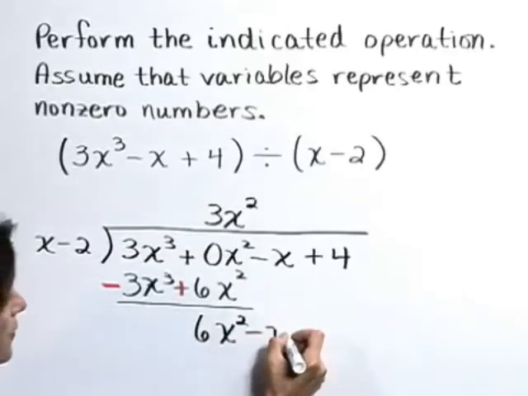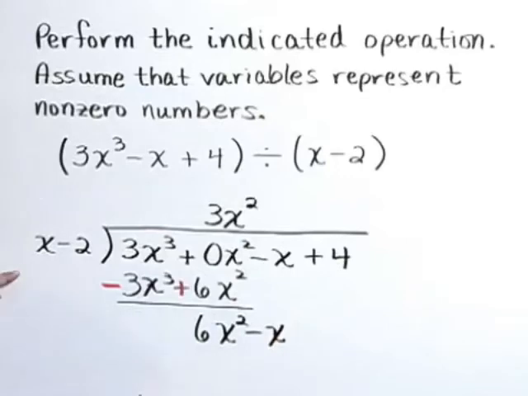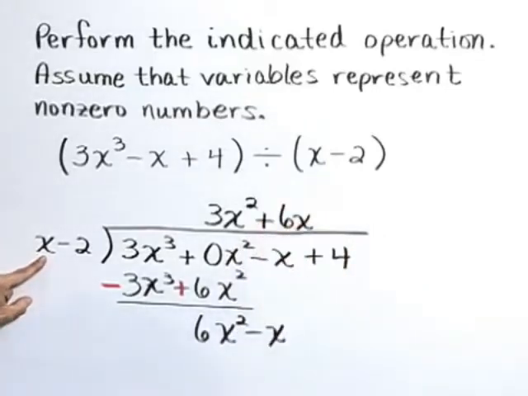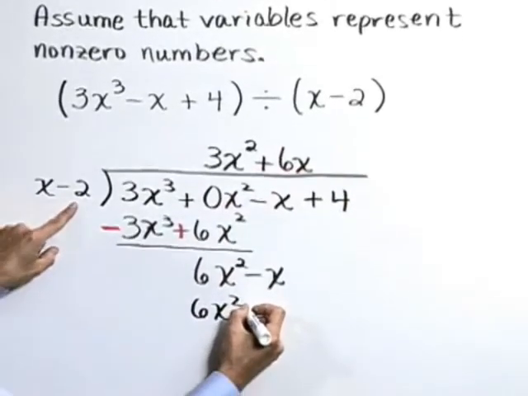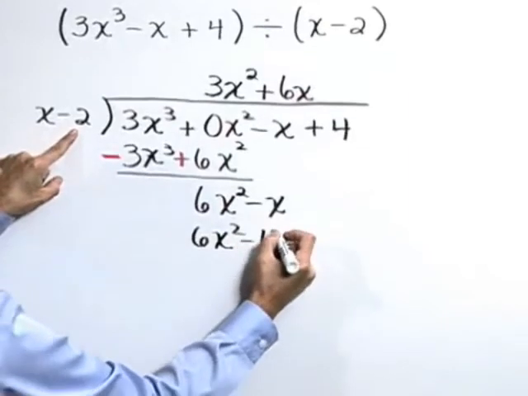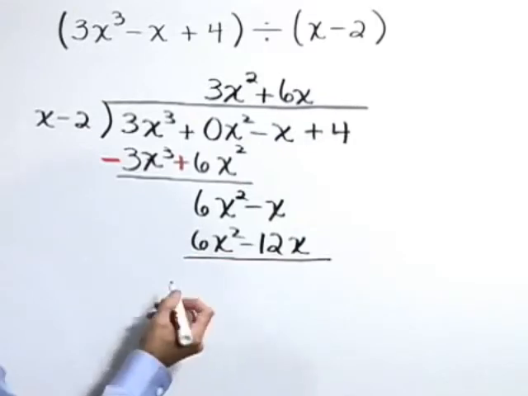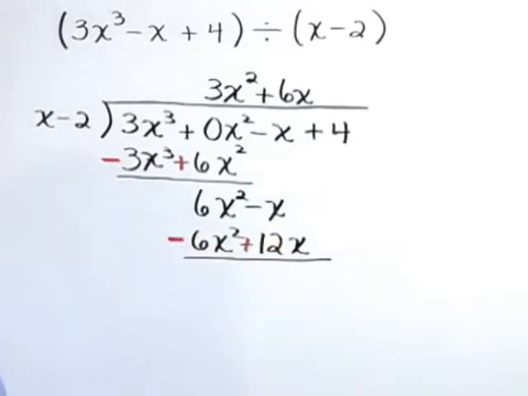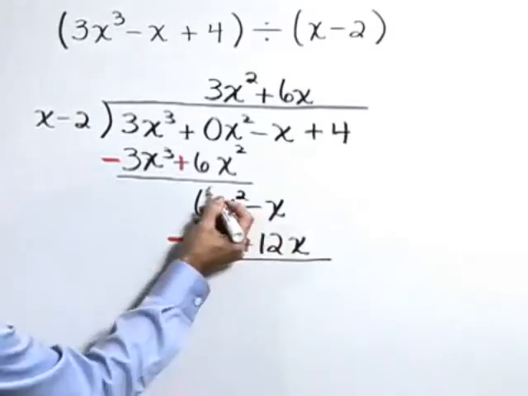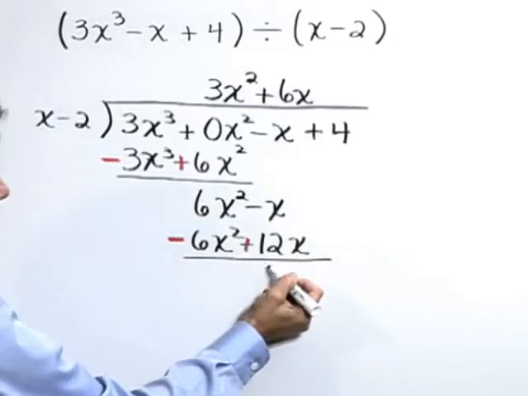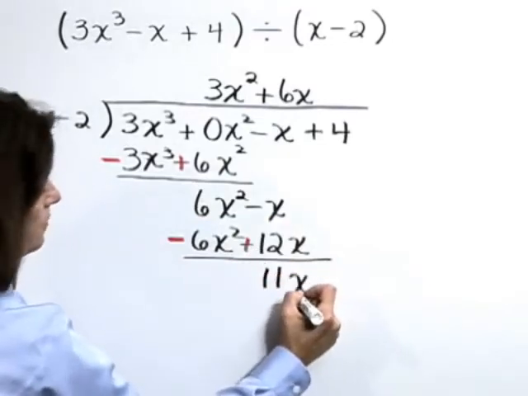Now let's drop the minus x and repeat the process. X goes into 6x squared, 6x times. Multiplying back, 6x times x is 6x squared. 6x times a negative 2 is a negative 12x. And let's subtract by changing signs and adding. This first column cancels as it should. In our second column, negative x plus 12x is 11x.